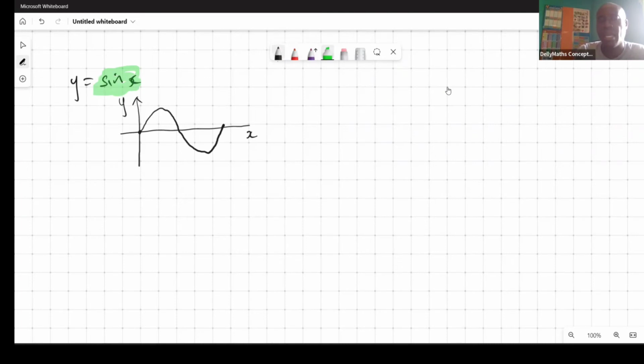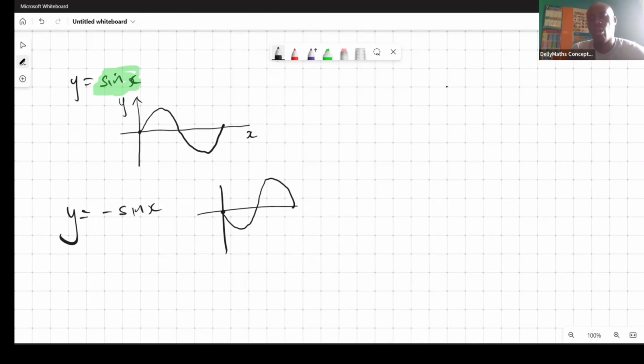When it's a negative sine x, so when we have y is equal to negative sine x, the shape that we're looking for is a reflection in the x-axis. So we're going to start the same place at 0, but instead of going up, we're going to come down to its minimum, go up to its maximum, and then come back here. So that's the shape for y is equal to sine x and negative sine x.